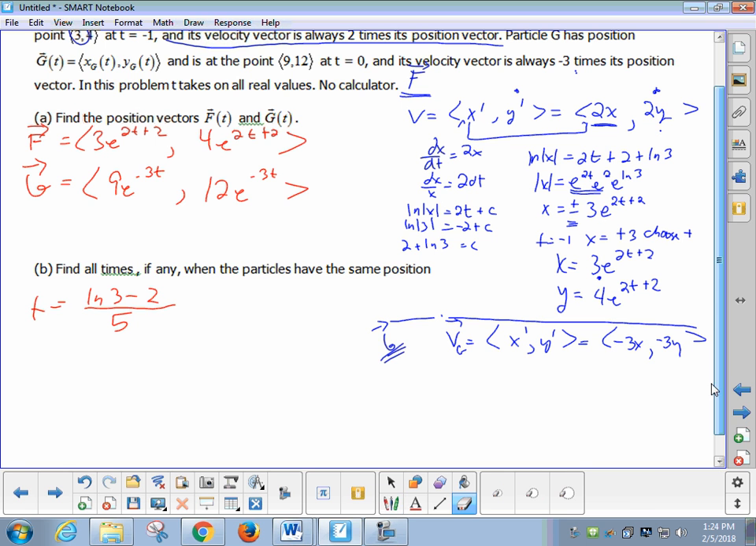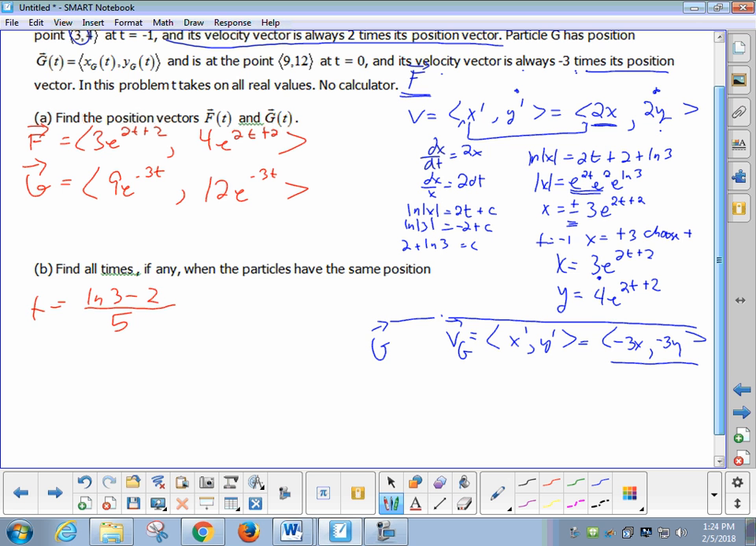And then the velocity of G, the velocity vector for G, is still x prime and y prime. It's always x prime, y prime for the velocity vector. But in this case, for G, they said that the velocity is -3 times the position. So that's why, okay, the position vector is xy. So if it's -3 times the position vector, it's -3x, -3y.